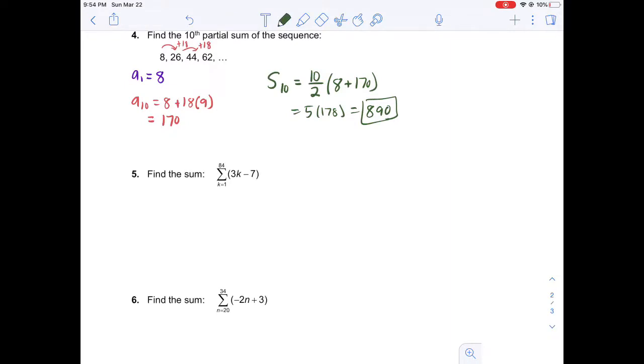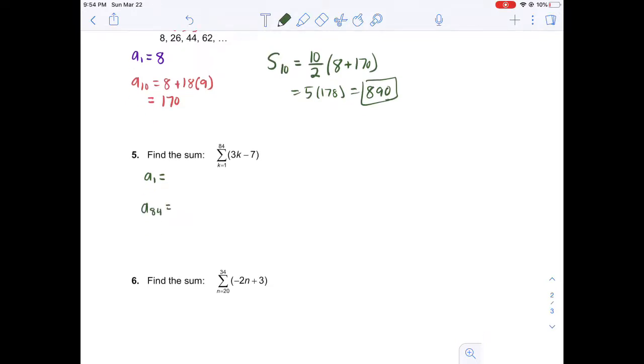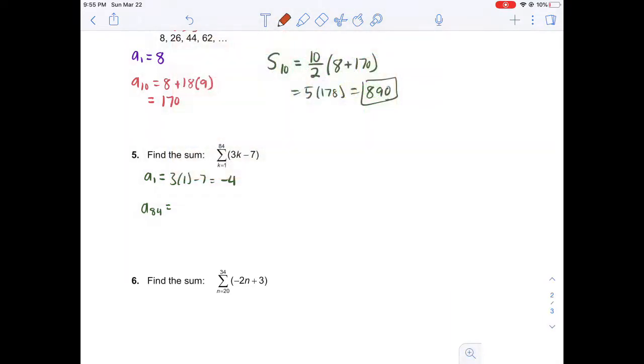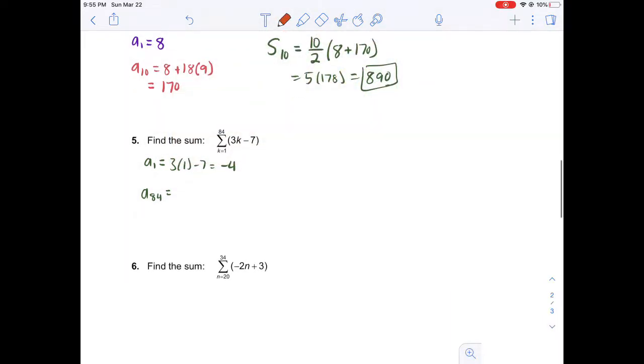So for our partial sum, we need to know the first term, and in this case, we need to know the 84th term. For the first term, since they already defined the explicit sequence for us, we just need to plug in 1 for k. So that's 3 times 1 minus 7, which gives us a value of -4. And then for a sub 84, that's 3 times 84 minus 7, which comes out to 245.